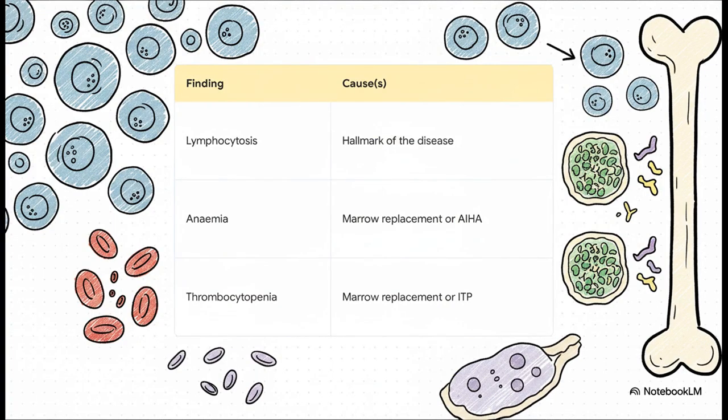That full blood count really tells the story. So lymphocytosis, that high lymphocyte count, that's the hallmark. But you can't stop there. You've also got to look for low red cells, or anemia, and low platelets, which is thrombocytopenia.